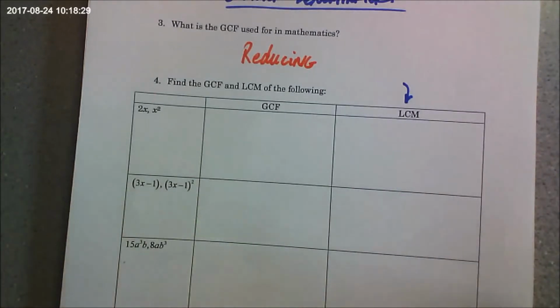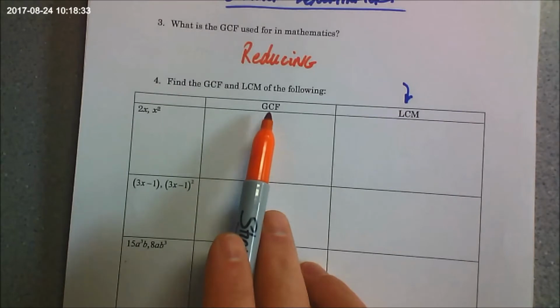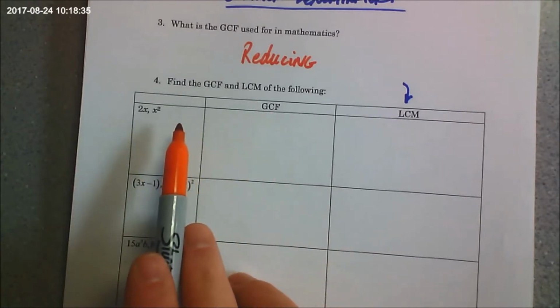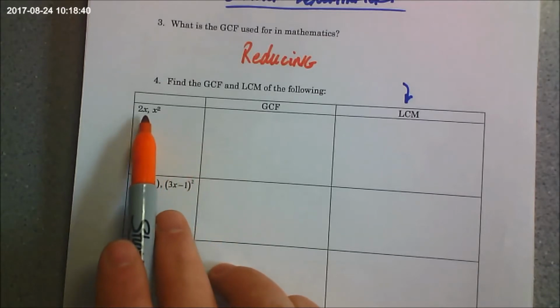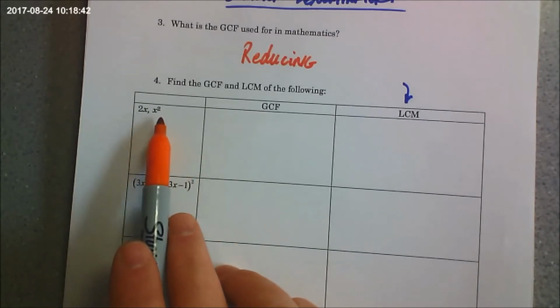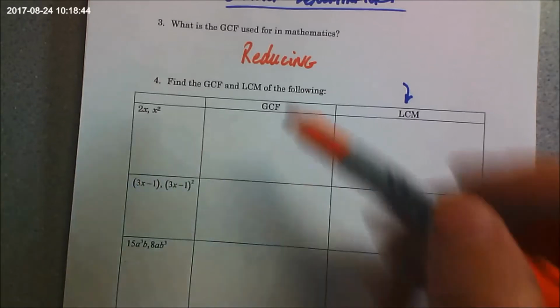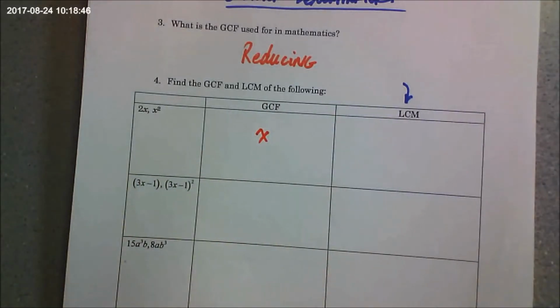Are you allergic to fractions? Yeah? All right. Abraham, check this out. Greatest common factor means the biggest thing that's smaller than these, than one of them at least. So, do you see they both have an x in common? That's the biggest thing they both have in common.